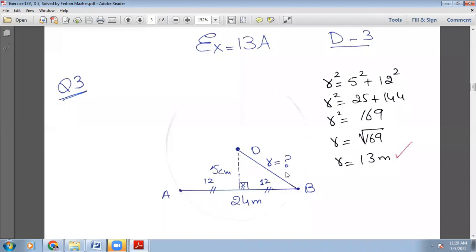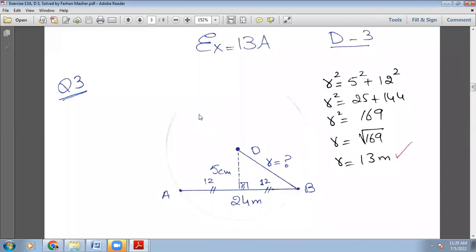So it's a right angle triangle. Join these 2 points. This will be your radius. That is the question. And it's a right angle triangle. Apply Pythagoras theorem here. So r square will be equal to 5 square plus 12 square. Hypotenuse square is equal to perpendicular square plus base square.